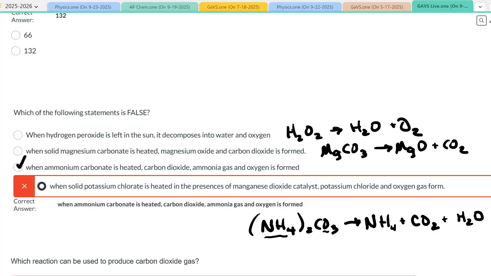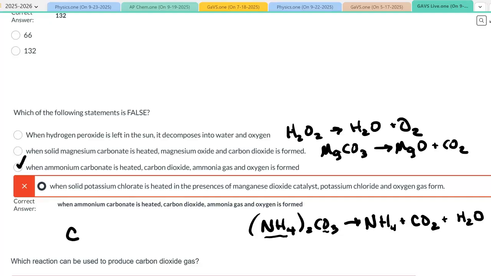And that just again is memorizing that carbonates decompose into carbon dioxide. Ammonium decomposes into ammonia and forms water, because the hydrogen ions had the oxygen available from the decomposition of the carbonate. That's why that's the correct answer.